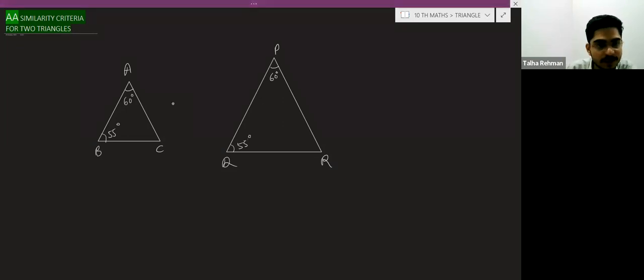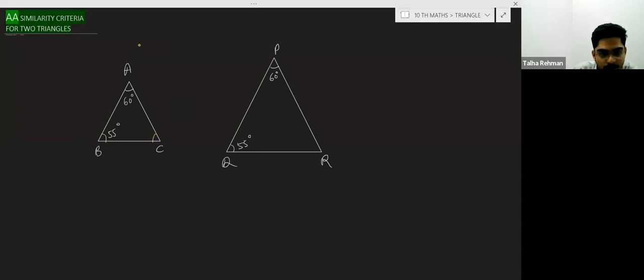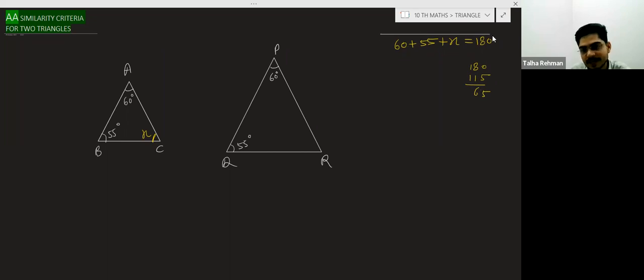See how this will happen. This is 60, this is 55. What will be this angle? Suppose this angle is X. 60 plus 55 plus X is equal to 180. When you calculate, 60 plus 55 is 115, so X is 180 minus 115, which is 65 degrees. So basically the third angle will automatically be equal. This angle will be 65 degrees, and this angle will also be 65 degrees.